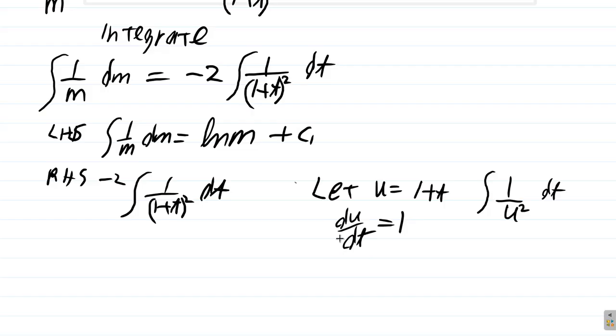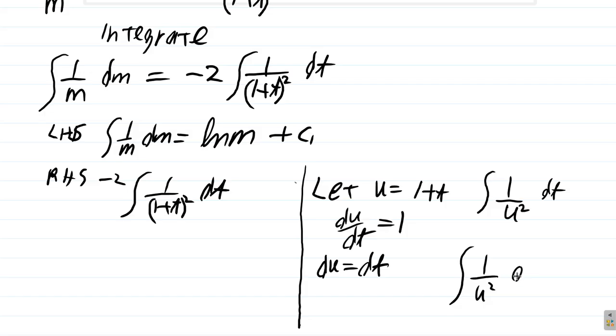So working it out, let me put a little line here. This is just to sort out the substitution part. So du is equal to dt. So what we really have is the integral of 1 over u squared du, since du and dt are the same thing.